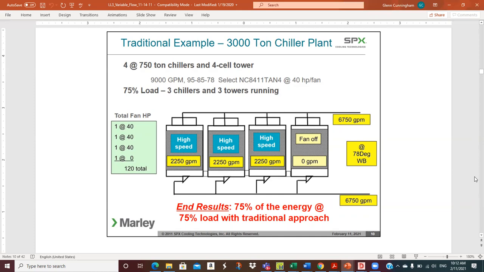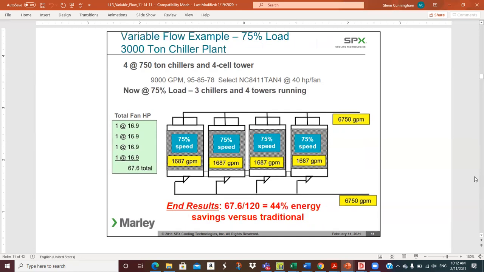Let's go on to the next slide. Well, what could we do differently? Let's run all 4 cells. And I only need 75% of the cooling out of each cell, because my load is only 75% of my total plant capacity, which means that I can run each tower fan at 75% speed, because capacity is airflow. So what happens?